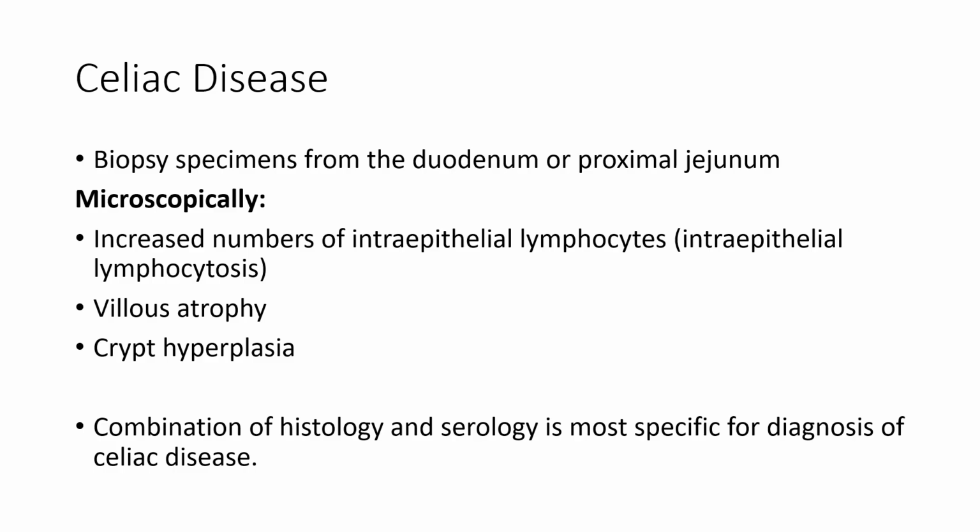Microscopically, biopsy specimens from patients with celiac disease show increased intraepithelial lymphocytes. So, within the epithelium, there will be increased lymphocytes. Also, there will be villus atrophy. The villi increase the surface area for absorption, as you know. So, if there is blunting of villi, malabsorption will result, and crypt hyperplasia is another microscopic finding.